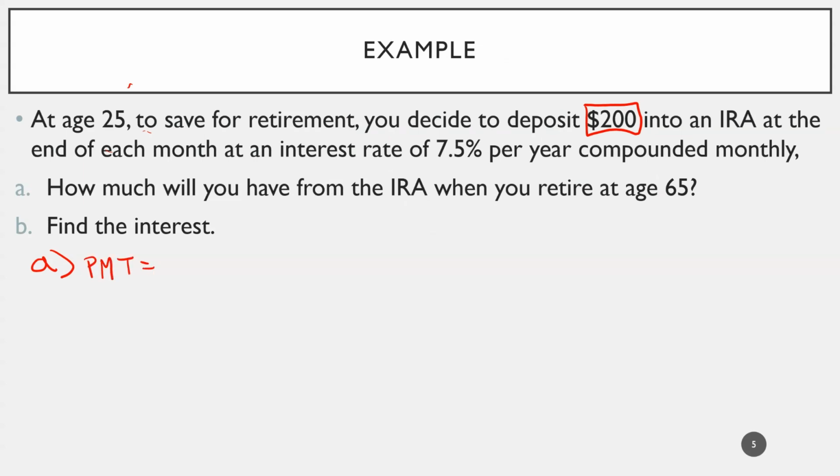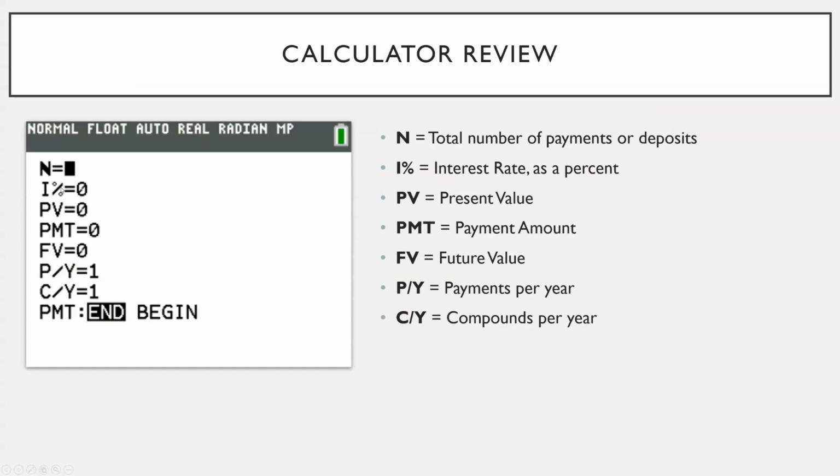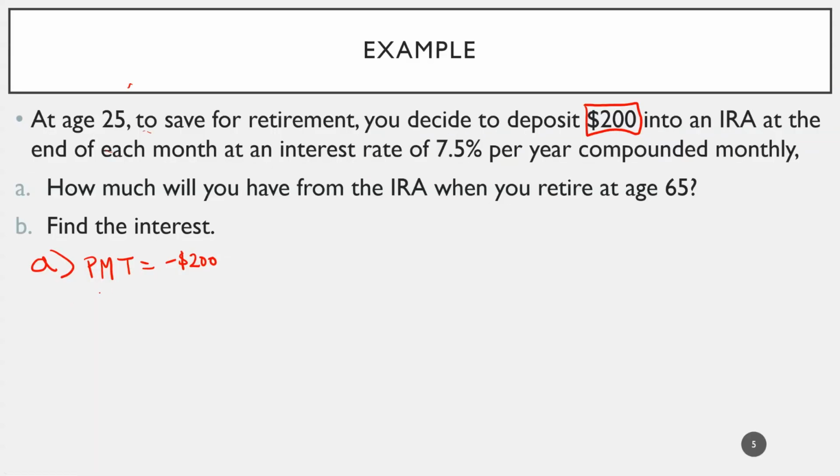Now you're going to notice something here. I'm going to put minus 200. I'll explain that to you in the calculator in a second. At the end of each month, the interest rate is 7.5%. So that's my I. And I'm telling you it's compounded monthly. So how much will you have from the IRA when you retire at age 65?